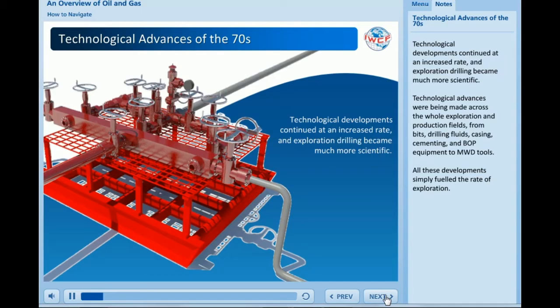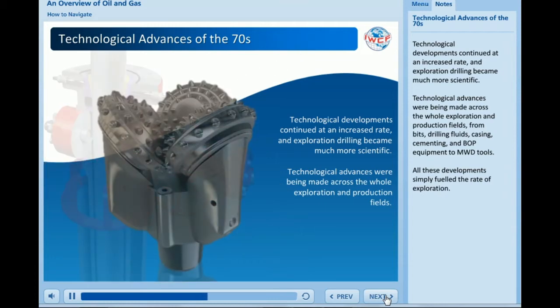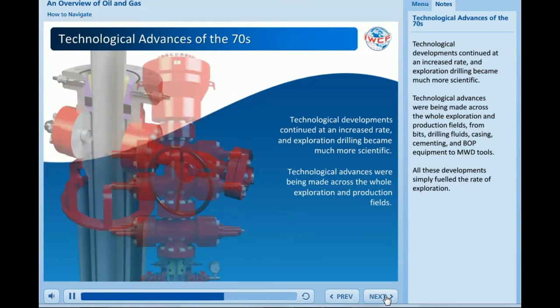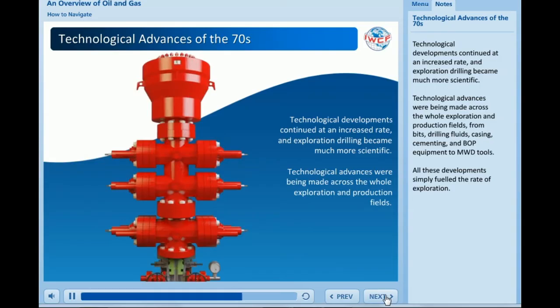Technological developments continued at an increased rate, and exploration drilling became much more scientific. Technological advances were being made across the whole exploration and production fields, from bits, drilling fluids, casing, cementing, and BOP equipment to MWD tools. All these developments simply fueled the rate of exploration.